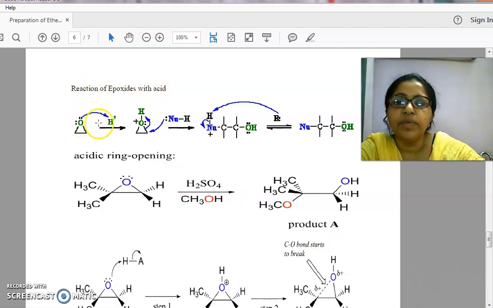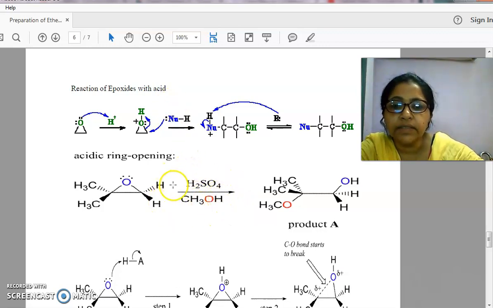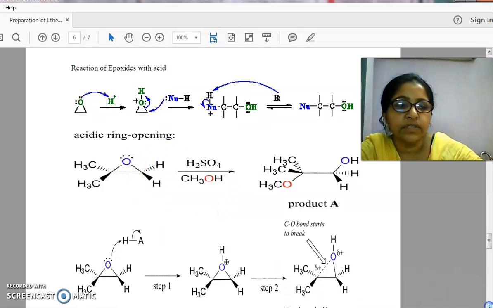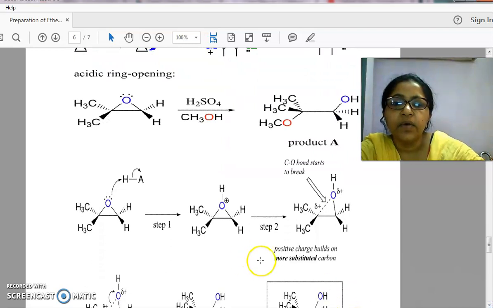So this lone pair takes this H plus, which is coming from the acid, and then the nucleophile can attack the carbon. Now which carbon it will attack depends on the epoxide which you are taking. So therefore what you get is a kind of alcohol. Let us take an example specifically. So this is the acid and this is the alcohol. Okay, so first of all this epoxide oxygen lone pair is attacking the H plus. Okay, you have got a protonation step, so this can break.